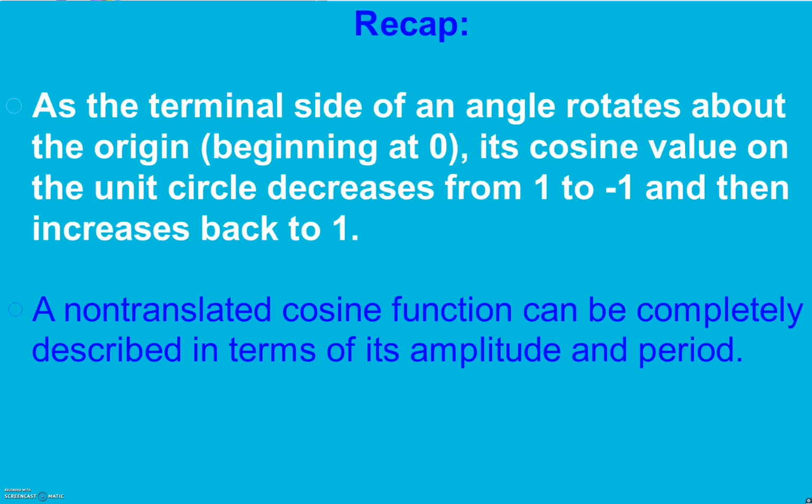Real quick recap. As the terminal side of an angle rotates about the origin beginning at 0, its cosine value on the unit circle decreases from 1 to negative 1 and then increases back to 1. A non-translated cosine function can be completely described in terms of its amplitude and period.